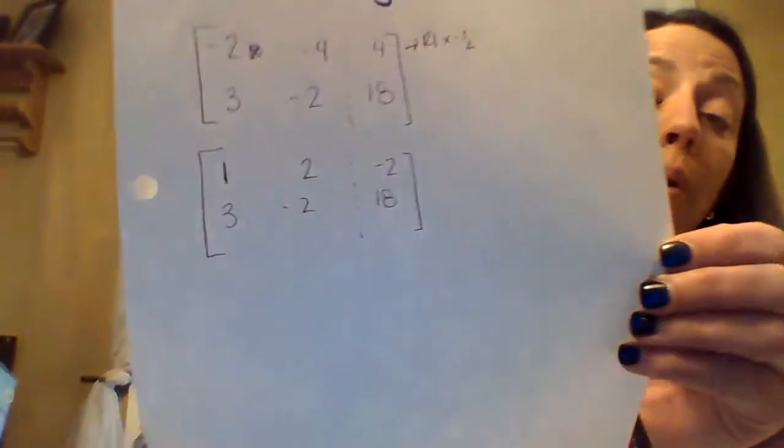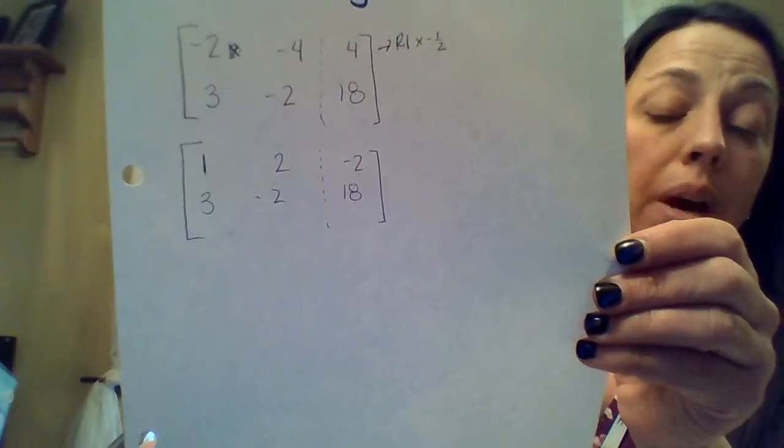Half of 2 is 1. Be careful, I know there's a negative. The first 4 is negative, so a negative times a negative would be a positive, and half of 4 is 2. The second 4 is positive, so that one is going to give me a negative 2. Remember, I haven't done anything yet to change my second row. So my second row then should still be 3, negative 2, 18.